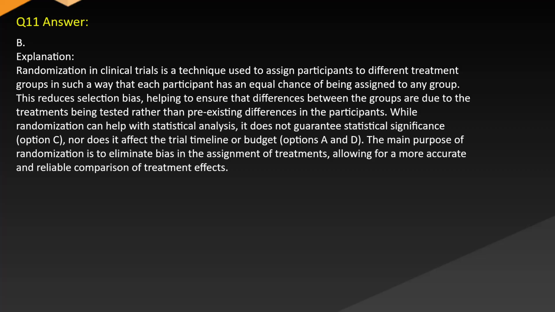While randomization can help with statistical analysis, it does not guarantee statistical significance, option C, nor does it affect the trial timeline or budget, options A and D. The main purpose of randomization is to eliminate bias in the assignment of treatments, allowing for a more accurate and reliable comparison of treatment effects.